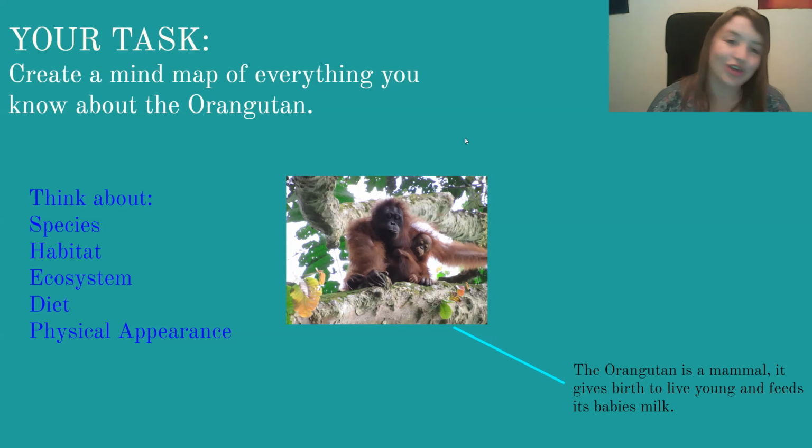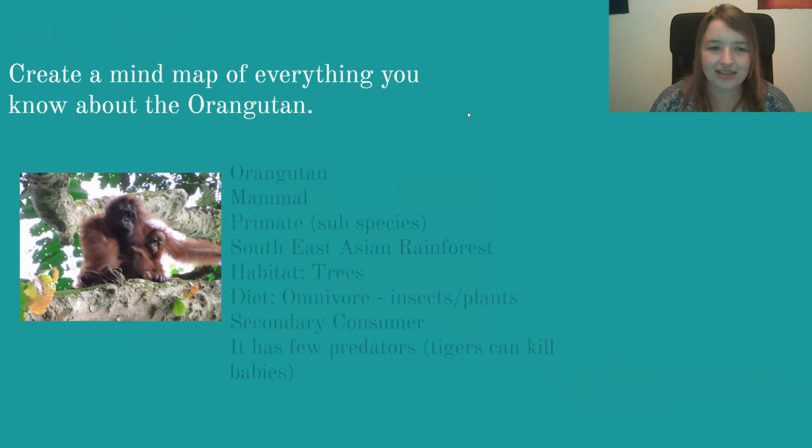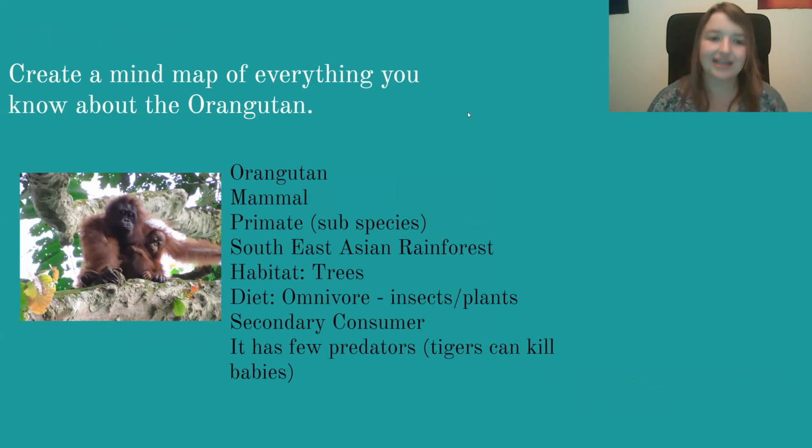Well, I am sure that you have so much to say about these amazing creatures. I've got some notes just in case you'd forgotten anything. So we have the orangutan. It is a mammal. The species is a primate. It's a type of primate. You might want to link it to monkeys and gorillas and humans and talk about how they are all linked. They are found in the Southeast Asian rainforest. And if you were being really impressive, you will have mentioned the two countries, which were Borneo and Sumatra.